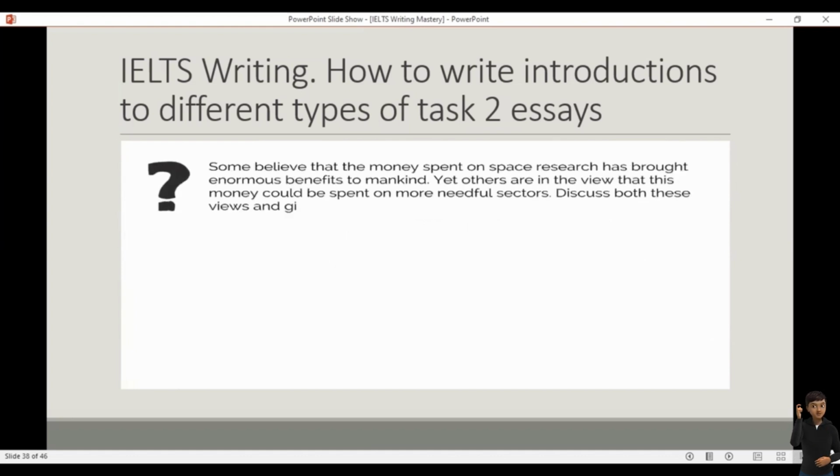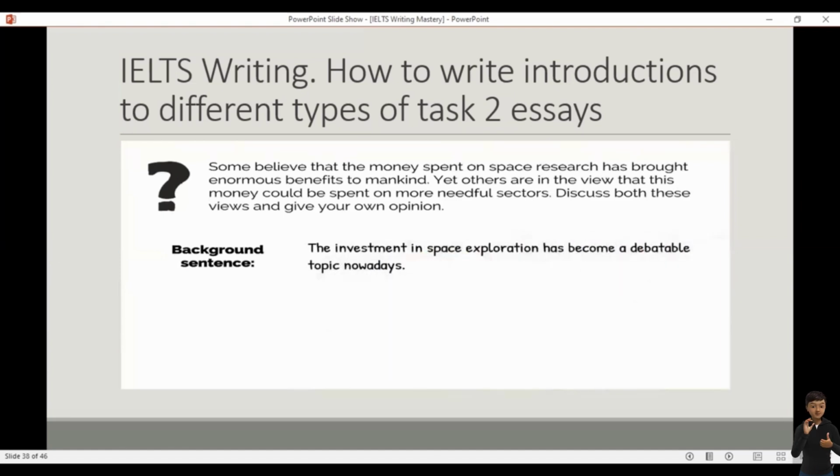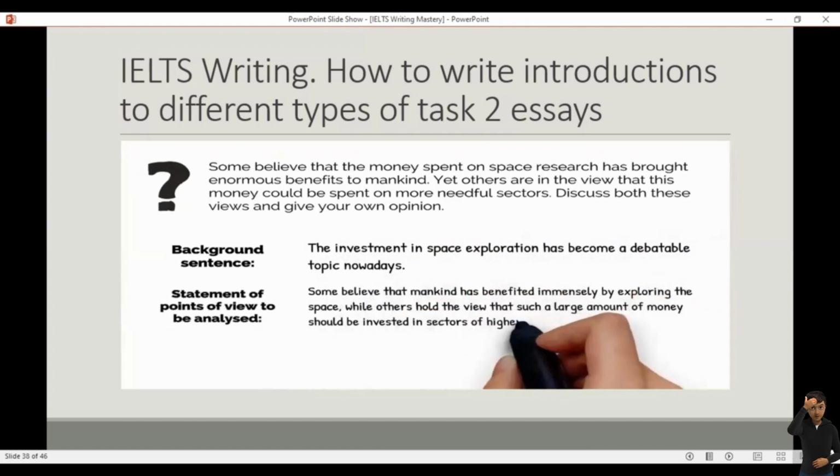Some believe that the money spent on space research has brought enormous benefits to mankind, yet others are in the view that this money could be spent on more needful sectors. Discuss both these views and give your opinion. So the introduction should be as follows. Background sentence. The investment in space exploration has become a debatable topic nowadays. Statement of points of view to be analysed.